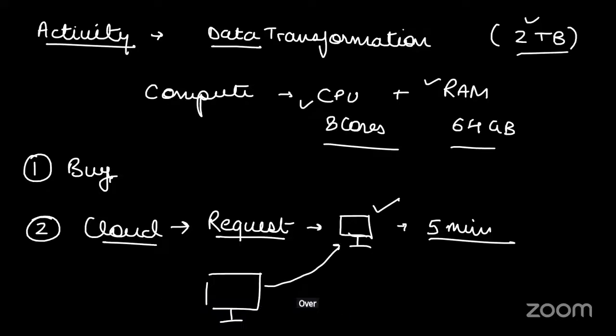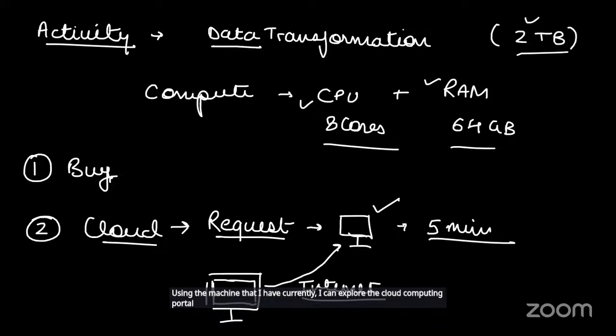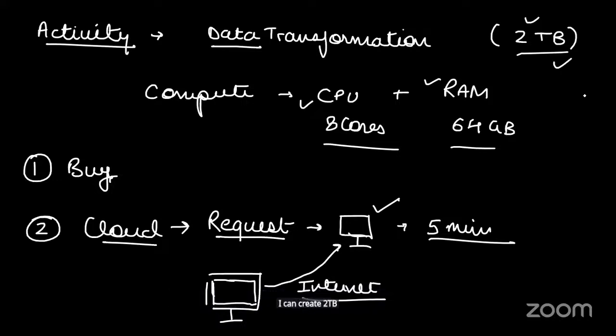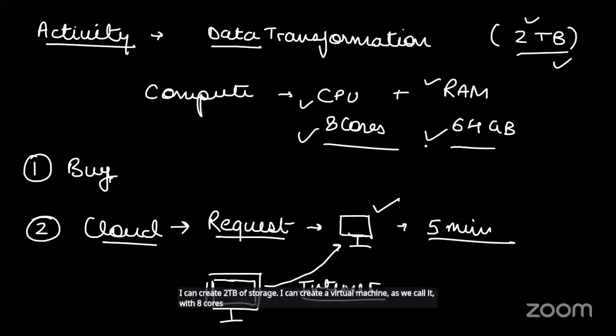You'll have the machine in your hand within 5 minutes, and you can access this machine from your existing computer over the internet. So from your existing machine, you can view this other machine over the internet. And this is what cloud computing does. Using the machine that I have currently, I can explore the cloud computing portal and I can create resources. I can create 2 terabytes of storage. I can create a virtual machine, as we call it, with 8 cores of CPU and 64 GB RAM, right?